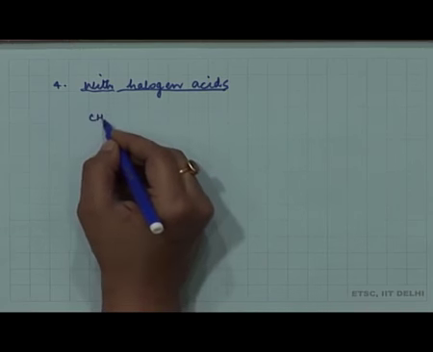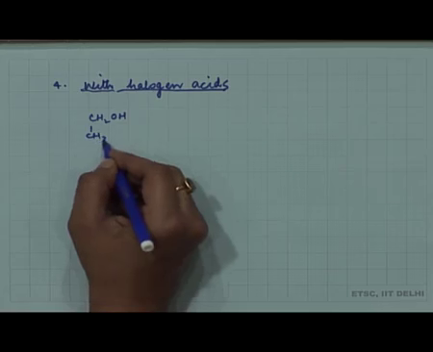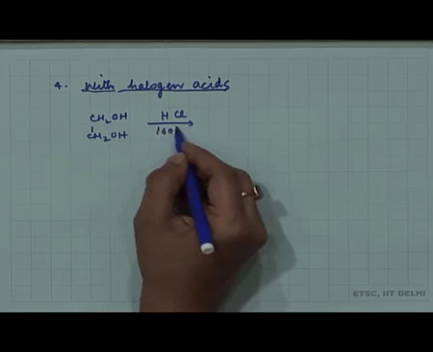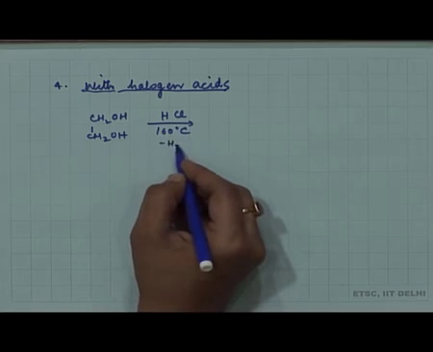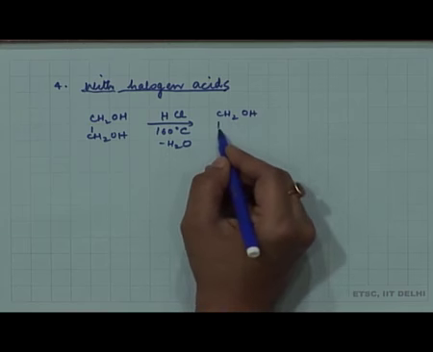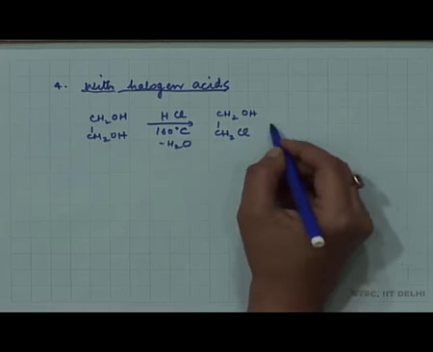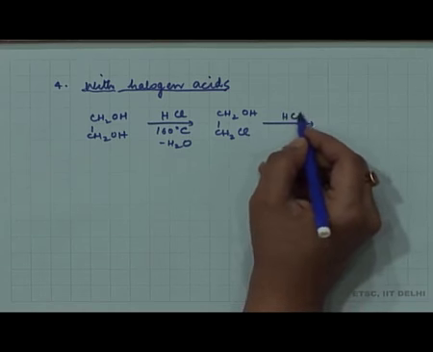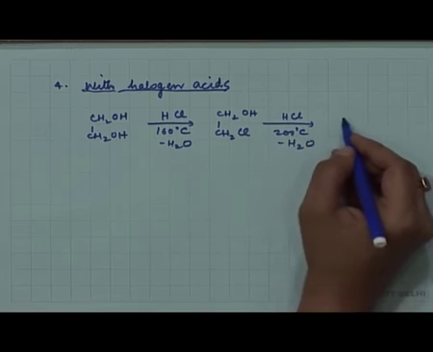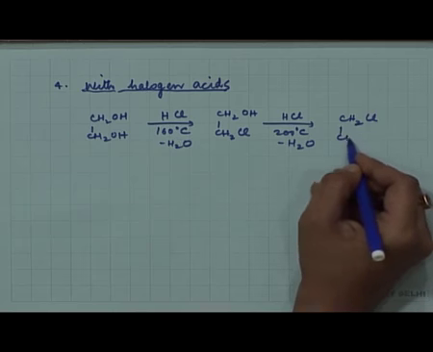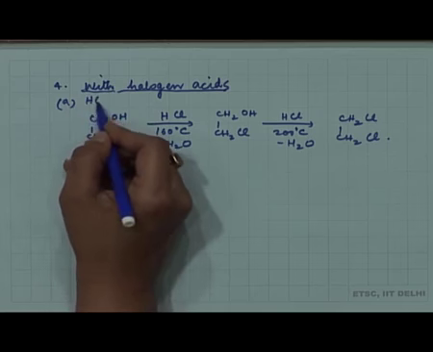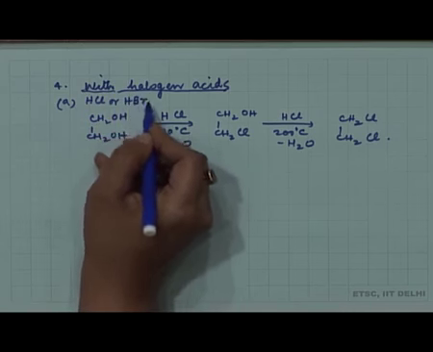So, here also if you start with a glycol and treat it with HCl at 160 degrees centigrade, with loss of a water molecule, you get a monohalogenated product, and with another equivalent of HCl at a relatively higher temperature, 200, you get a dihalo compound. So, this is with halogen acid, the halogen acid being HCl or HBr. This is the reaction which it gives.